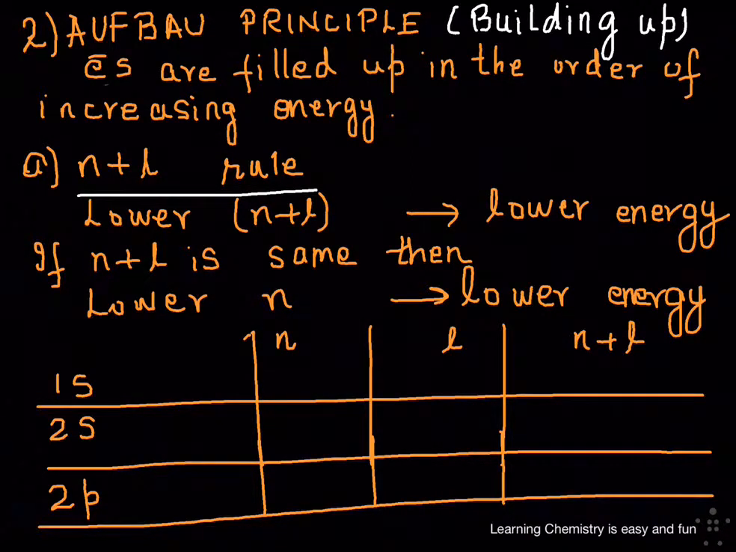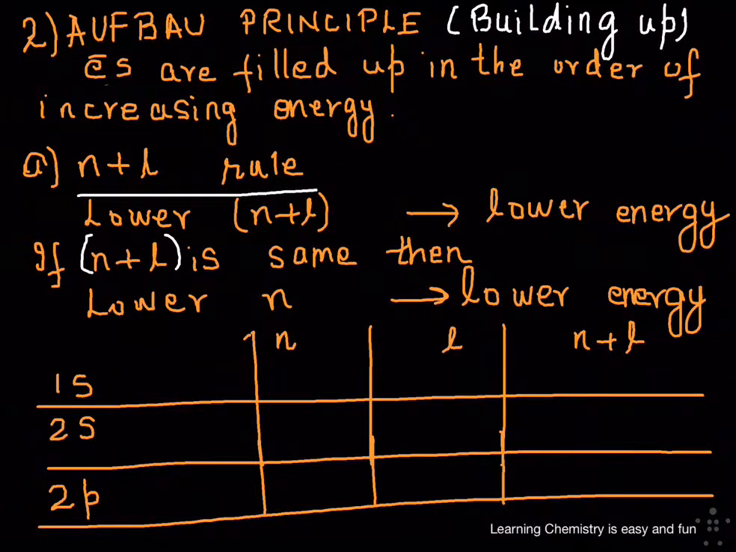If there are orbitals which have the same value of n plus L, then the one having lower value of n has a lower energy. Let us see an example of this: 1s, 2s, 2p. Pause the video, try and fill this table yourself. I will give you one example here.